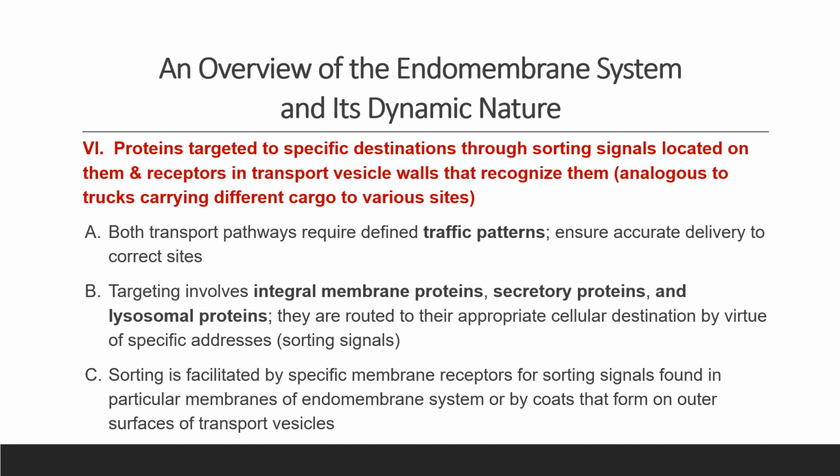So sorting is facilitated by specific membrane receptors for sorting signals found in particular membranes of the endomembrane system, or by coats that form an outer surface of the transport vesicles.